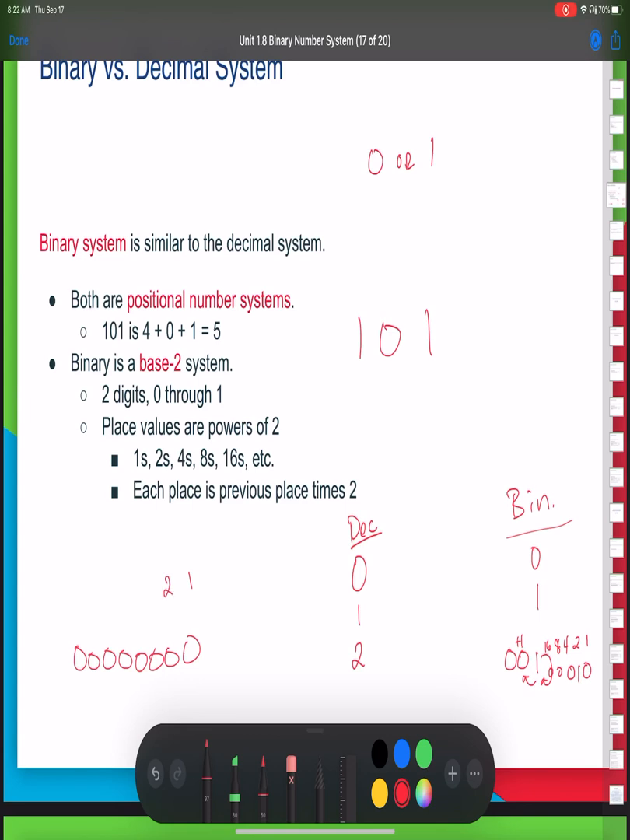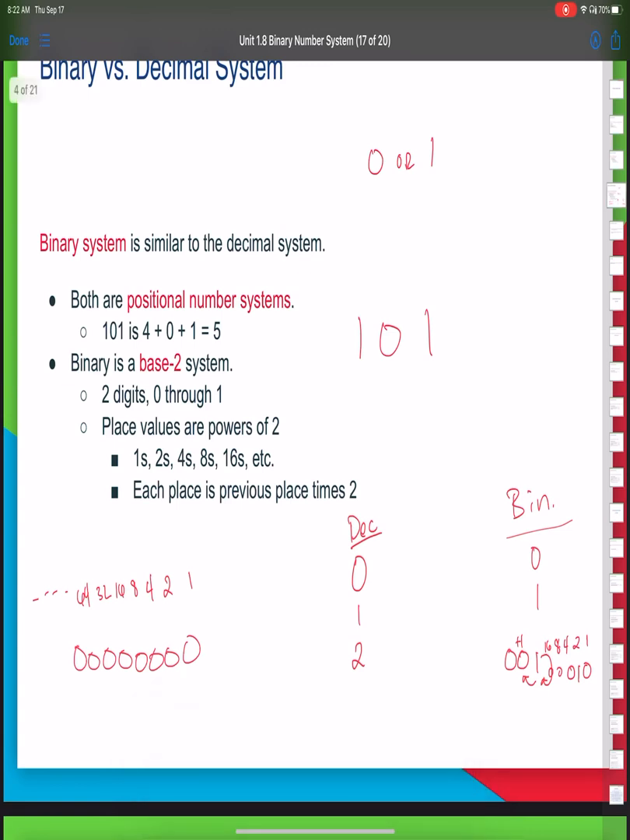The next column is a multiple of 2 again, so that would be 4. Multiply the next one by 2, which would be 8, then 16, then 32, then 64, and it would just continue on by multiplying by 2 from there. So that means if I needed to represent 101 as binary and convert that into a decimal number, I can easily do that.